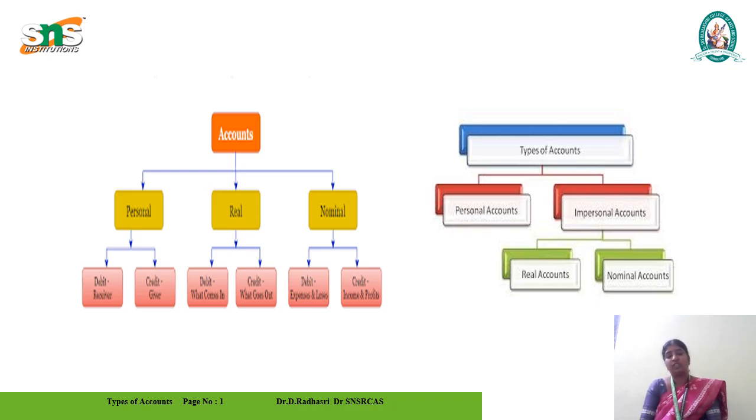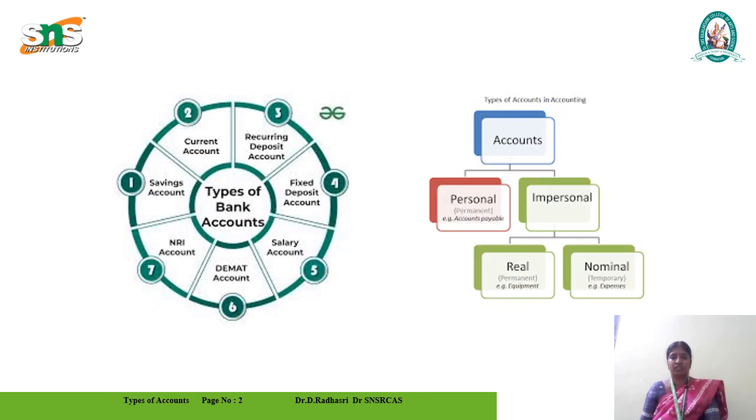The personal and real accounts can be taken in a similar way, debit and credit. Debit is the receiver, credit is the giver. Debit what comes in, credit what goes out. But in the nominal account, we look at what are expenses and what is income. That is the types of accounts: personal, real, and nominal account.